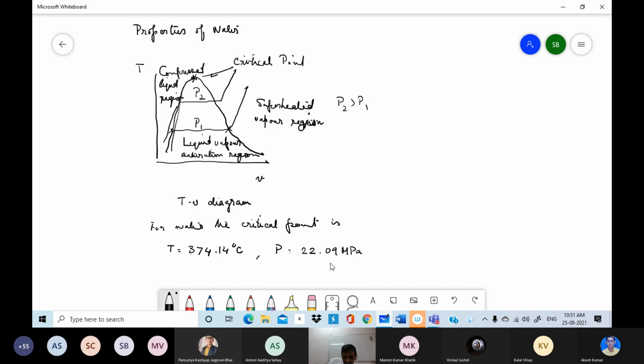Now, atmospheric pressure is approximately 0.1 megapascal. If you see that definition, the height of the column of mercury which balances atmospheric pressure, multiply that by the density of mercury and the value of g. That will give you the pressure, which you'll find is around 0.1 megapascal. So this is around 220 atmospheres.